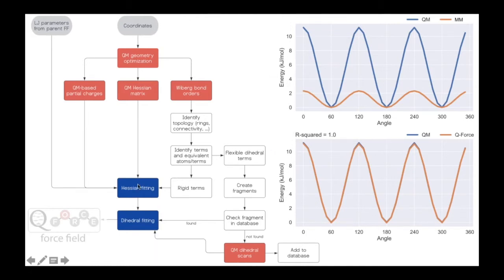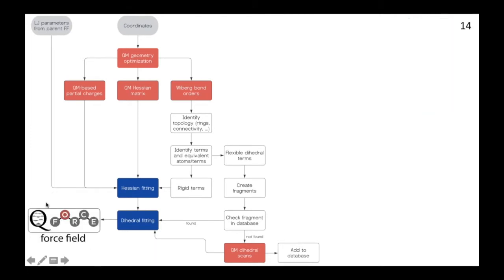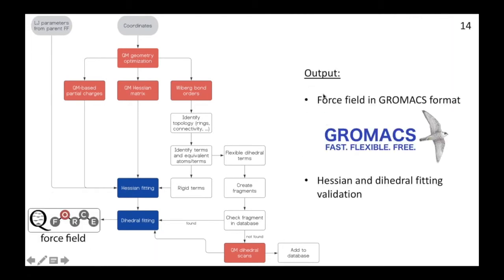And just like with the Hessian fitting, also for each dihedral that is present in the molecule, such a plot is provided automatically at the end of the run, so that the user can decide if the fitting has gone successfully or if further action is necessary. And at the end of all this, we obtain the QForce force field. This is provided in the GROMACS format. Nowadays, this can easily be converted to any other format that you might be interested in, such as Amber or OpenMM. And as I mentioned, the Hessian and dihedral fitting validation is also provided in the folder.